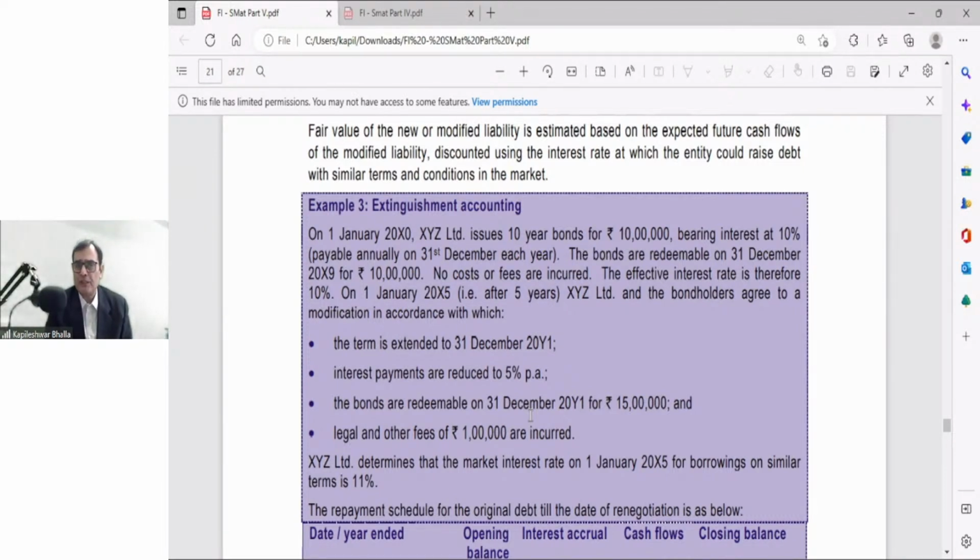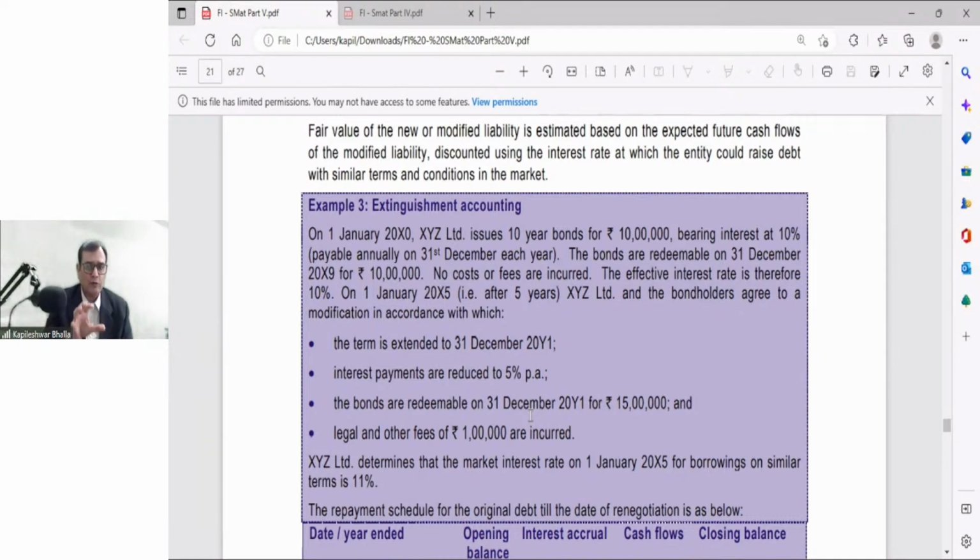Then it says on 1st January X5, which is 5 years later, the bondholders agree to a modification. They might have entered into renegotiations with the holders, and the term is now extended to 20Y1. Earlier, the maturity date was December X9, and now it is 20Y1. Interest payments are reduced from 10% to 5%, and the redemption will now take place in December Y1 at 15 lakhs. There are legal and other fees incurred, so there is a transaction cost at the time of renegotiations. And XYZ determines that the market rate of interest on similar borrowings is 11%.